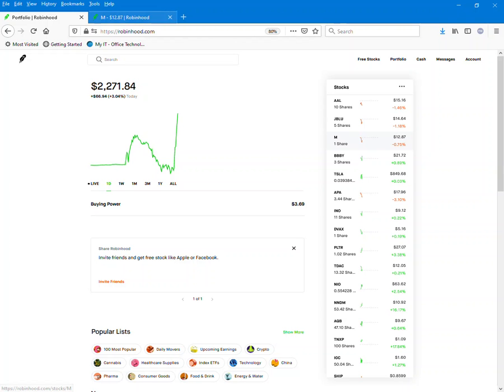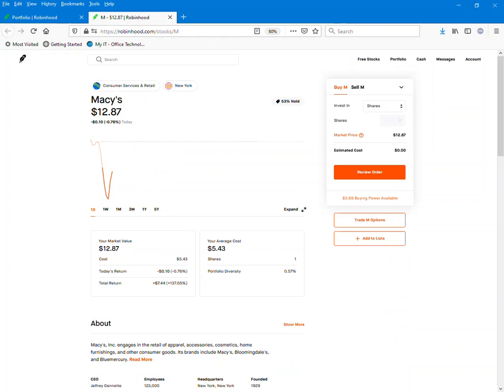So let's jump into Macy's. Ticker symbol M. I got 1 share. So as you can see, I've got a long way to go. But I got 1 share at $5.43. My total return is $7.45. My next purchase on Macy's, I've got to go 24 shares, 30 shares, just to get a couple toes in the game.